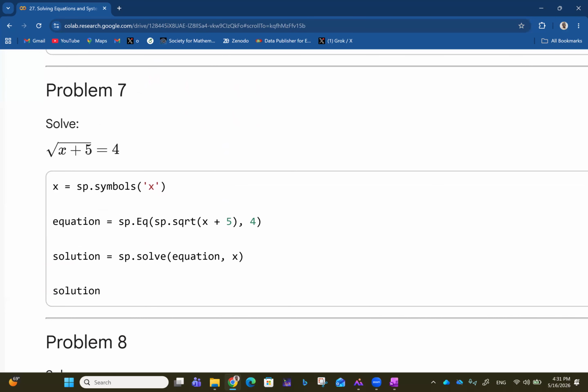And then problem 7, square root of x plus 5 equals 4. So you do the kind of thing I did the other time. Square both sides, you have x plus 5 equals 16. 16 minus 5 is 9. So it means x is going to be 3.